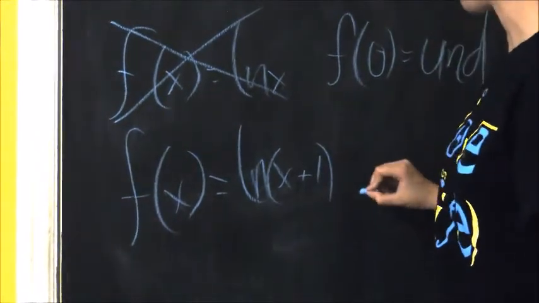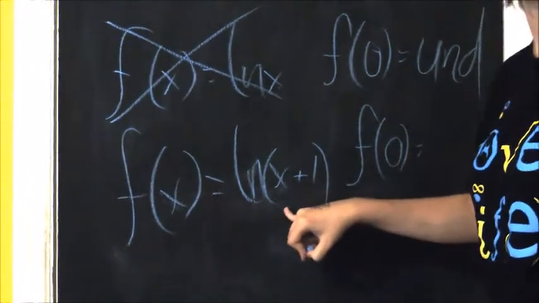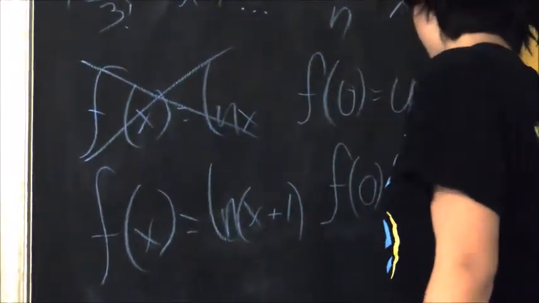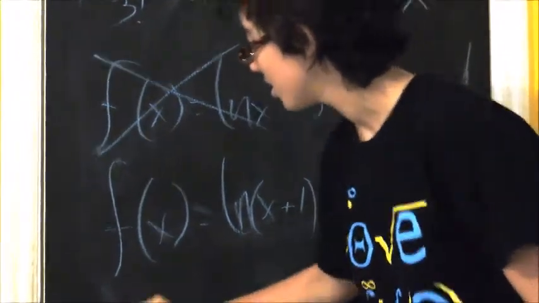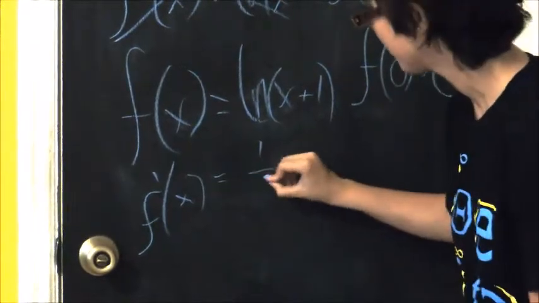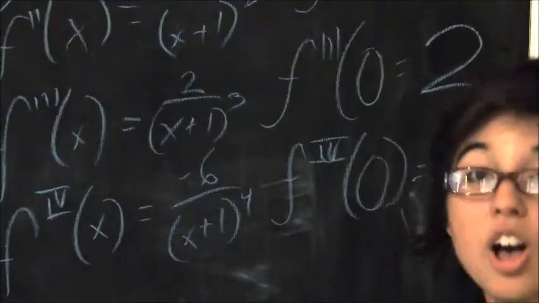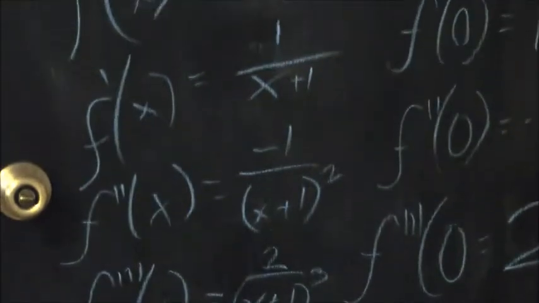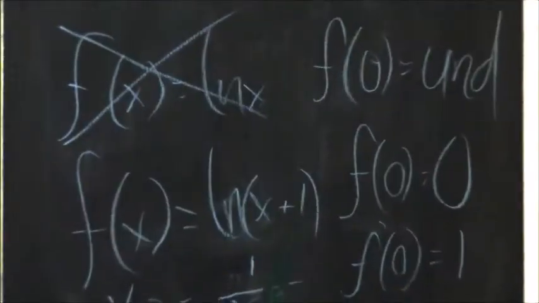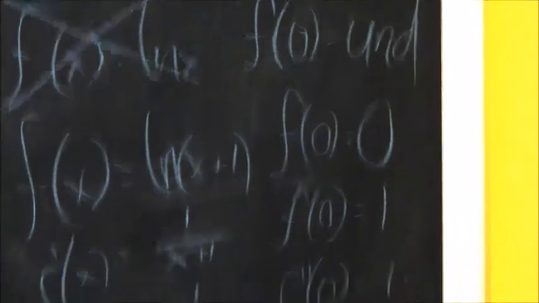That makes it a whole lot easier. F of 0, we plug 0 into this formula, 0 plus 1 is 1. ln of 1 is 0. You should know that by heart. So, we can continue. Alright, so we have f of x, and we plugged in the 0 for f of 0. We ended up with 0, 1, negative 1, 2, and negative 6.